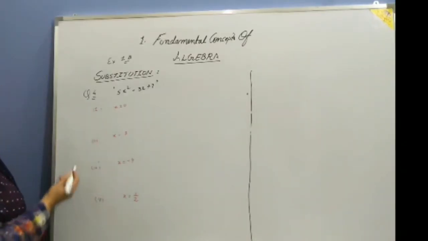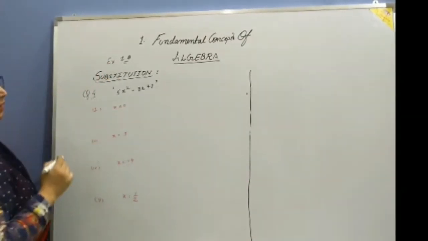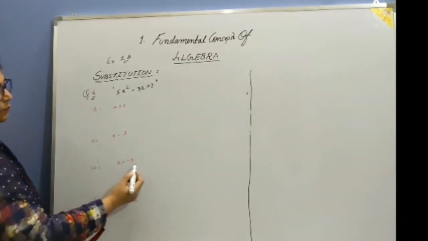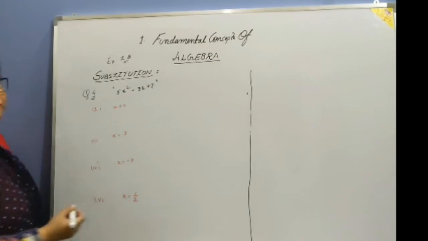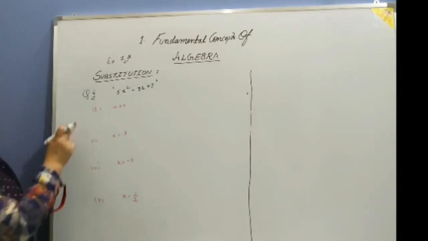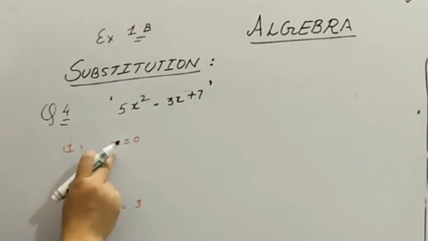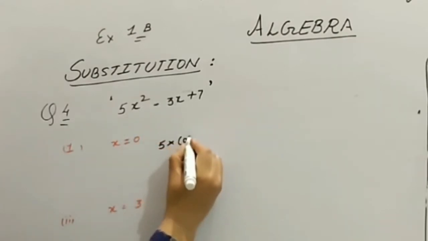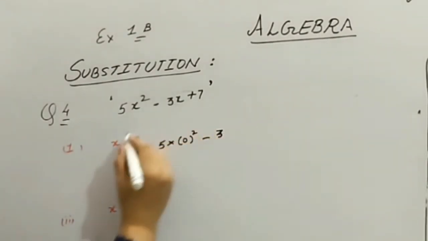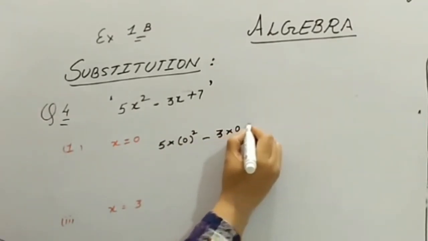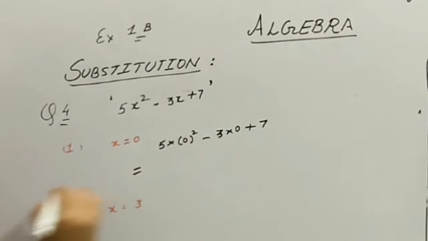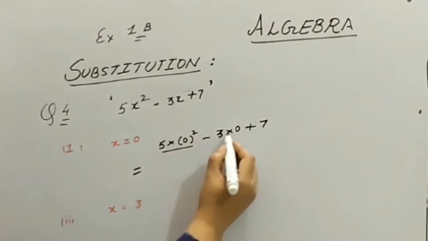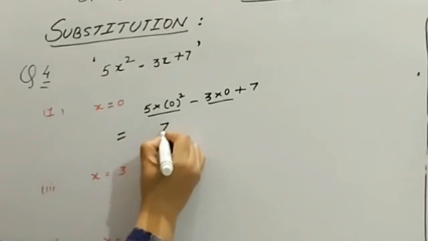The next interesting question is question number 4, exercise 1. Find the value of this expression when x equals 0, x equals 3, x equals minus 4, x equals 1 by 2. So let's do these sums one by one. First one, replace or substitute x equal to 0 in the given expression. 5 into 0 square minus 3 into x. What is x here? Replaced by 0, into 0 plus 7. Now solve using the properties of integers. Any number into 0 is 0, so this turns to 0. Minus 3 into 0, again this turns to 0. Hence the answer is 7.